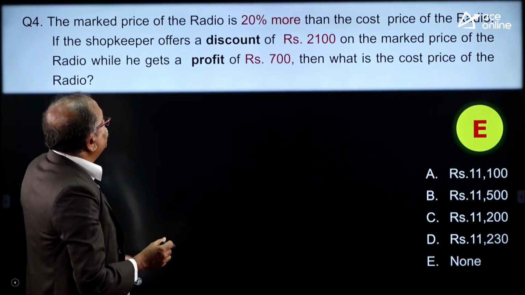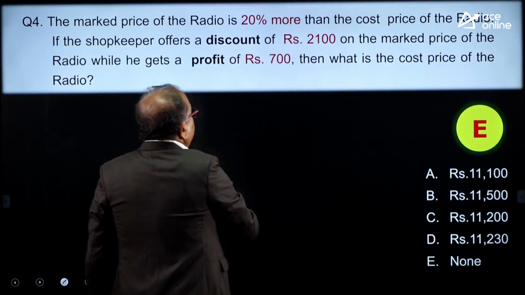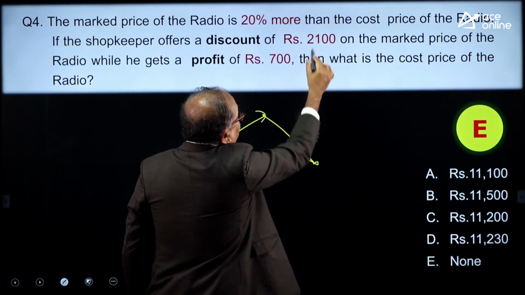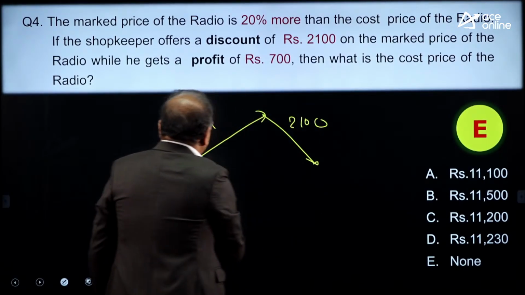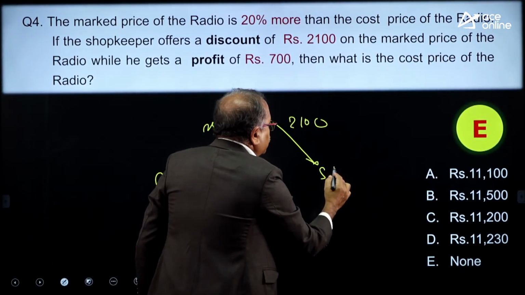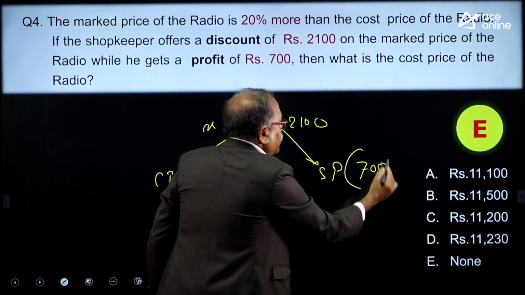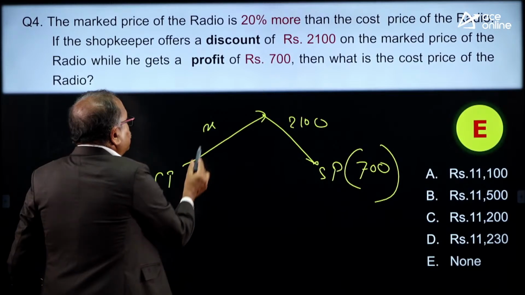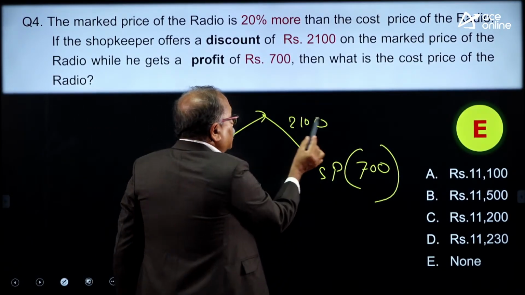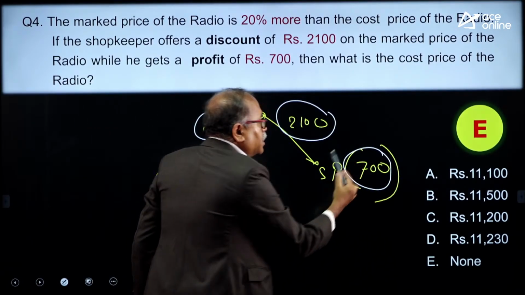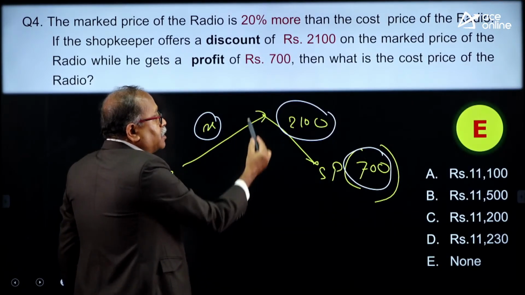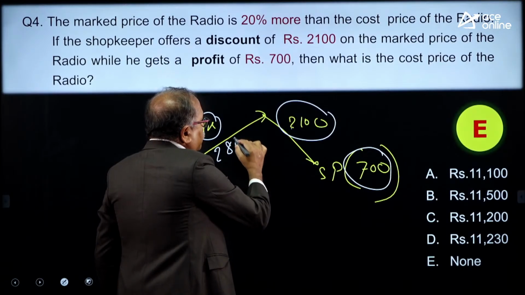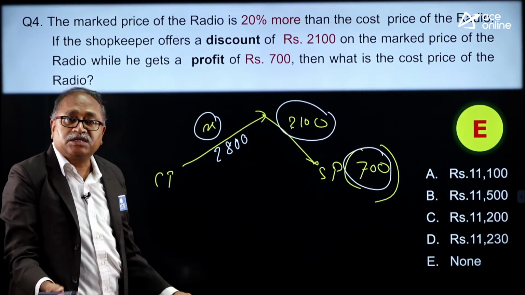Okay. How do we answer this question? Here you need to understand the logic. He increased the price by a certain amount and reduced it by 2100, and still, between cost price and selling price, he is making a profit of 700. What does it mean? He reduced the money, but still he is earning. That means the markup price is 2100 plus 700, that comes to 2800. That is the markup price.